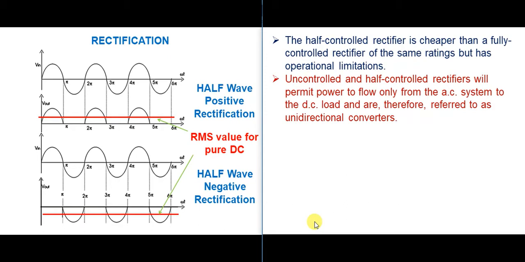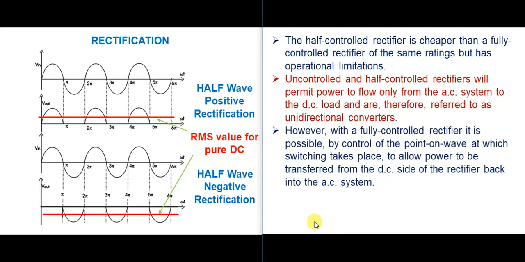Uncontrolled and half controlled rectifiers will permit power to flow from the AC system to the DC load and are therefore referred to as unidirectional converters. Unidirectional means the current flows in only one direction, that is DC. If we look at AC, the current is bidirectional.